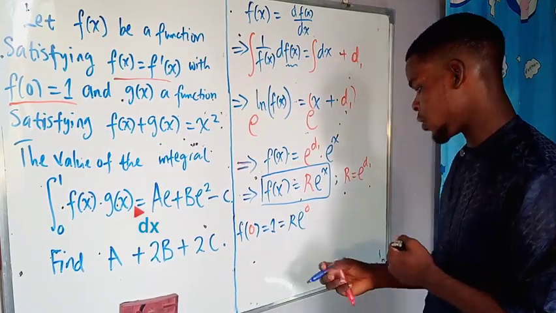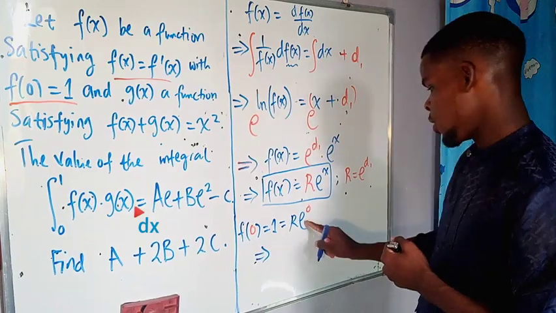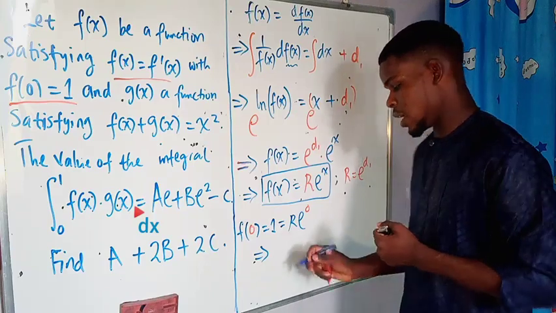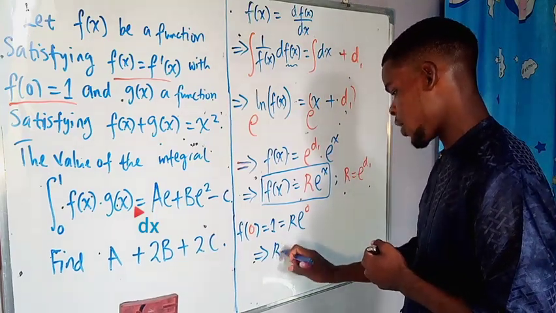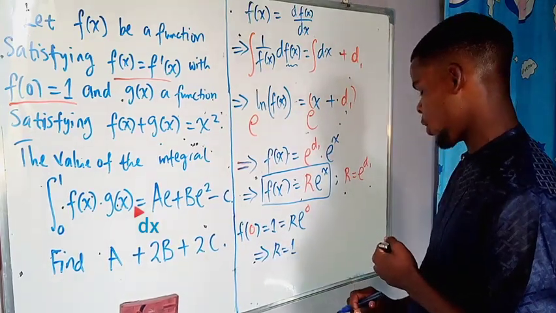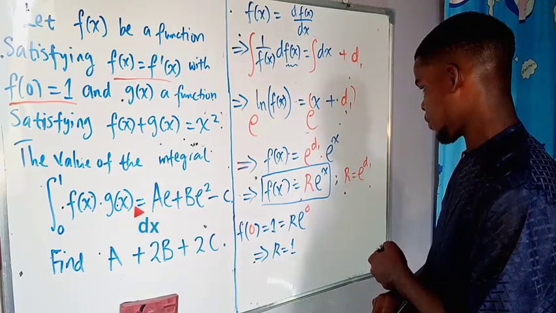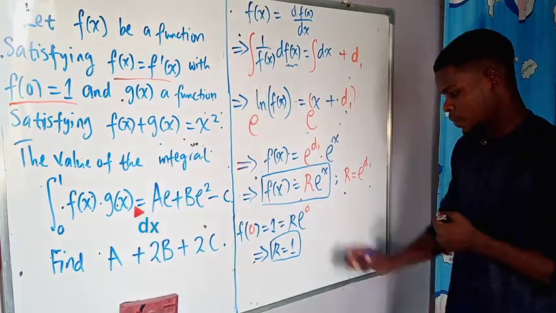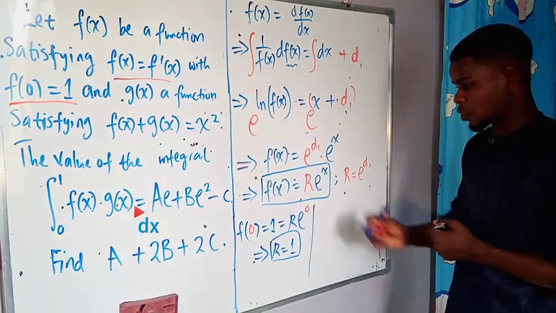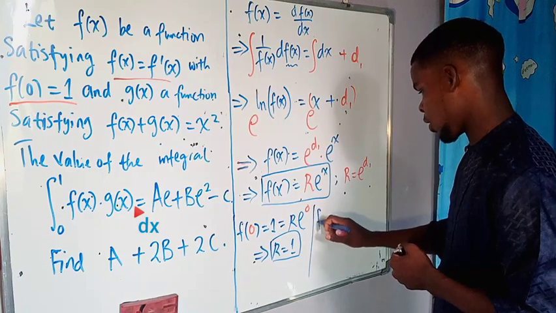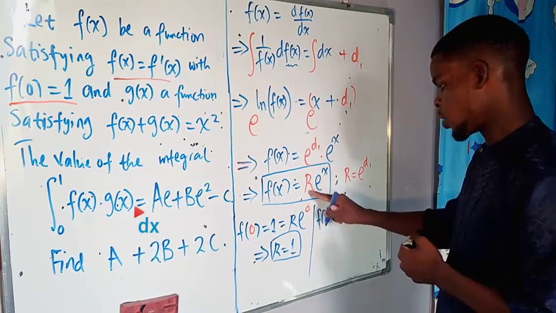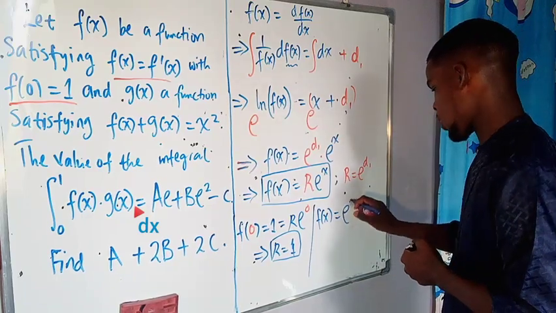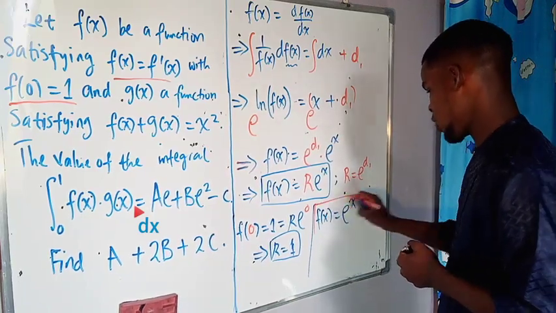Good. So what that tells us is that e raised to the power of 0 is just 1, so r equals 1. That tells us that our arbitrary constant r is in fact 1. So since the arbitrary constant is 1, what does that tell us about our actual function f of x? Well, f of x will now become, in place of r, we put in 1, because that's what r is. So that's going to be 1 times e to the power x. In fact, our function is e to the power x.